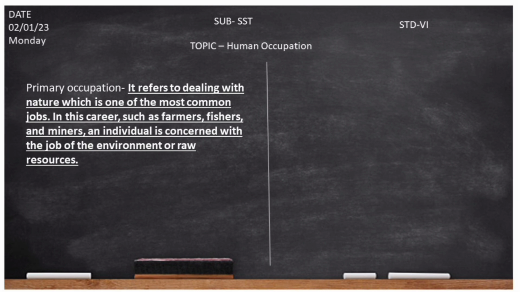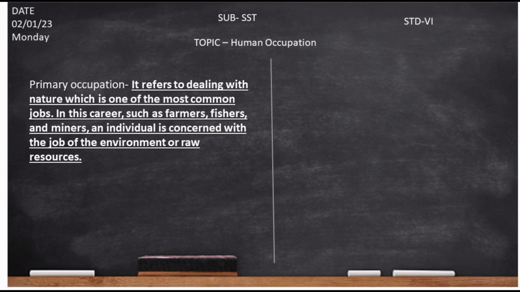Primary occupations deal with nature, which is one of the most common jobs in this career, such as farmers, fishers, and miners. An individual is concerned with the job of the environment of raw resources. Understood, everyone? Yes. So now let us talk about the next occupation.